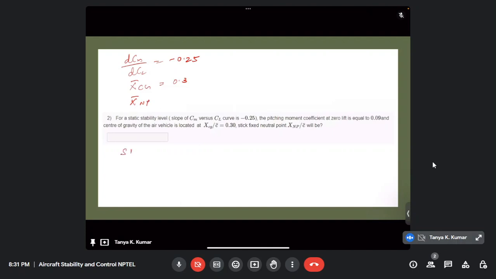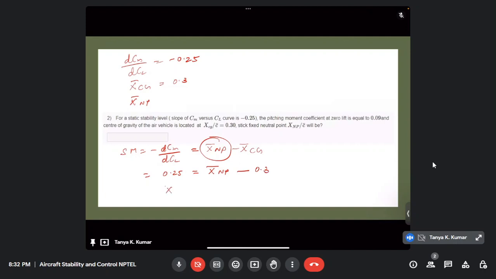The static margin, right? What is static margin? It's the negative of the slope. dCm by dCl is also equal to x bar Np minus x bar Cg. The only unknown quantity here is x bar Np. So what is the slope? Minus of minus 0.25, that's 0.25, which is x bar np minus 0.3.